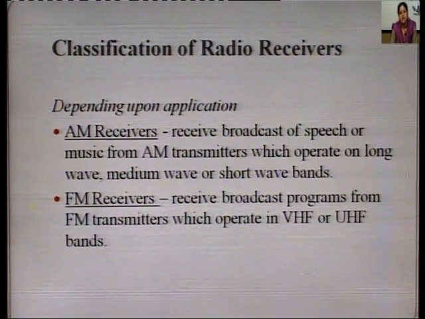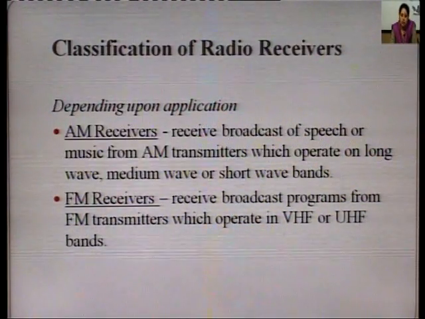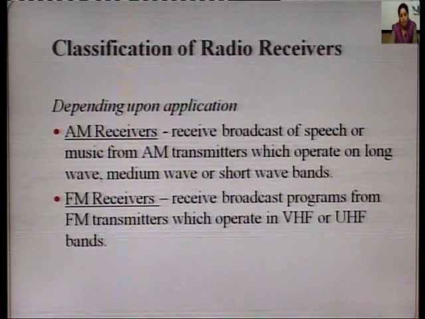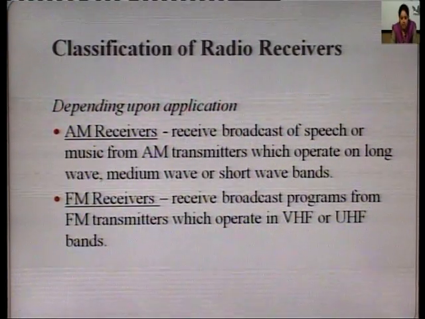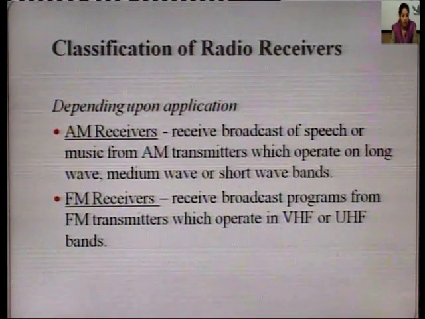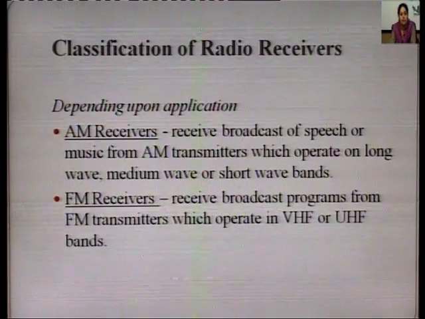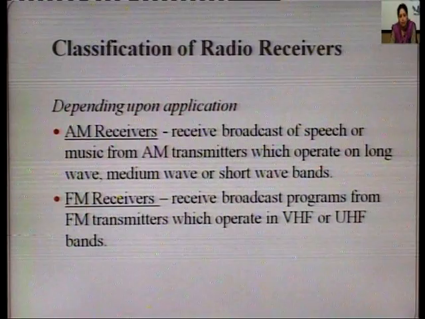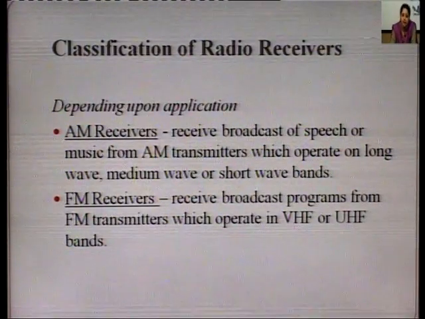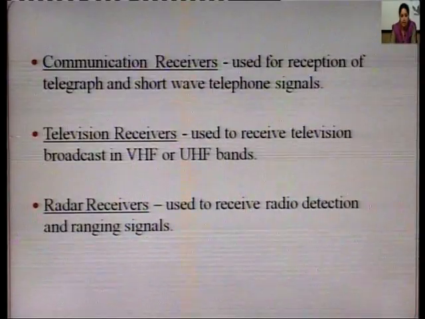Now, receivers can be classified according to the application and according to the fundamental aspect. According to the application means at what particular application you are using a radio receiver: AM, FM, radar receivers, broadcast receivers, communication receivers. Coming to the AM receiver, it receives the broadcast of speech or music from AM transmitters, which operate on long wave, medium wave or short wave bands. These are the frequency bands at which AM receivers operate. FM receivers receive broadcast programs from FM transmitters and operate on very high frequency or ultra high frequency bands.